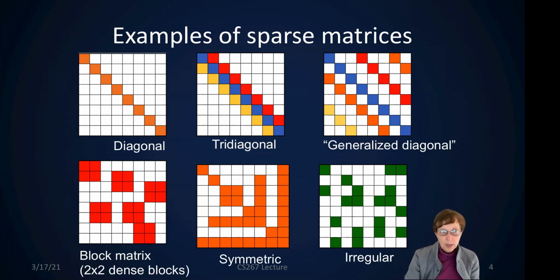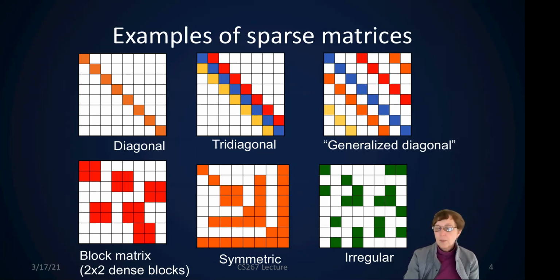So you can also have matrices that have block structure in them. So here's a matrix that has little 2x2 dense subblocks. These come up often in finite element problems where you have multiple degrees of freedom. You also have symmetric matrices. So all these different ones could also be symmetric, and you may take advantage of symmetry when you're storing the matrix by only storing half of it.